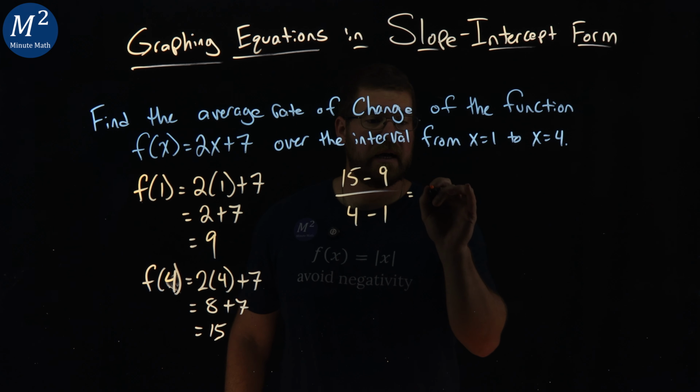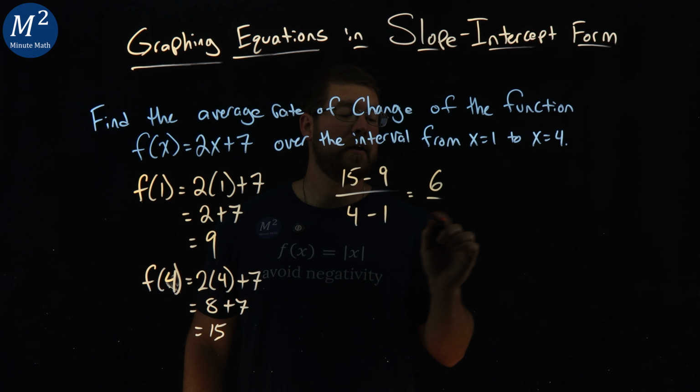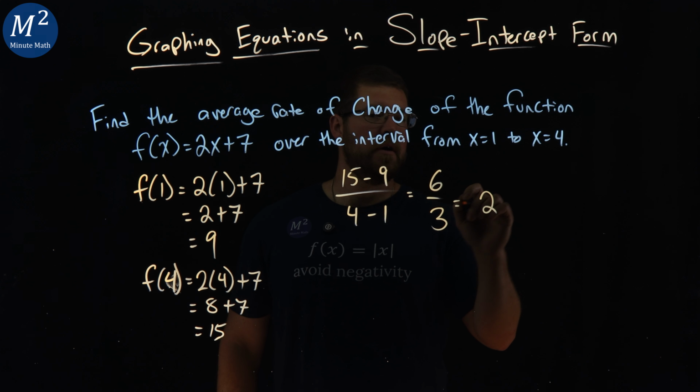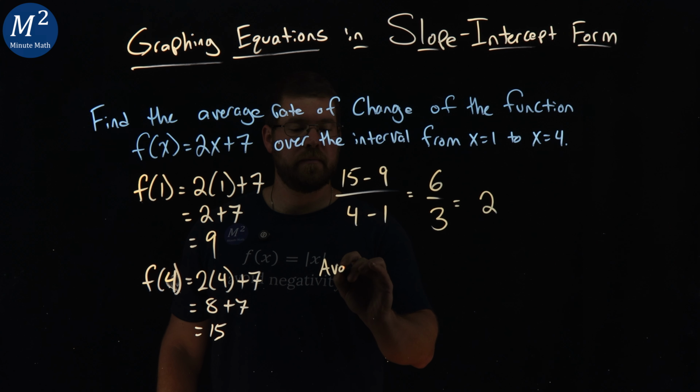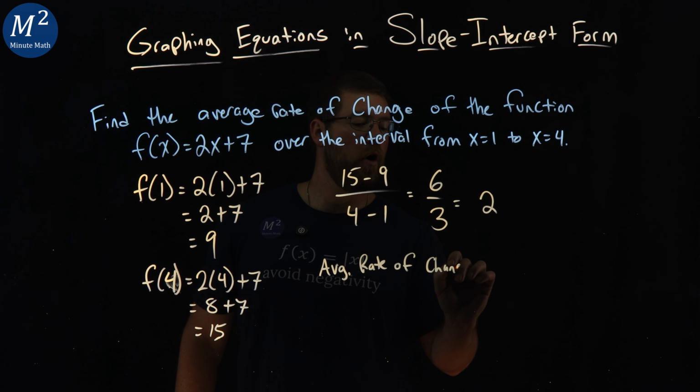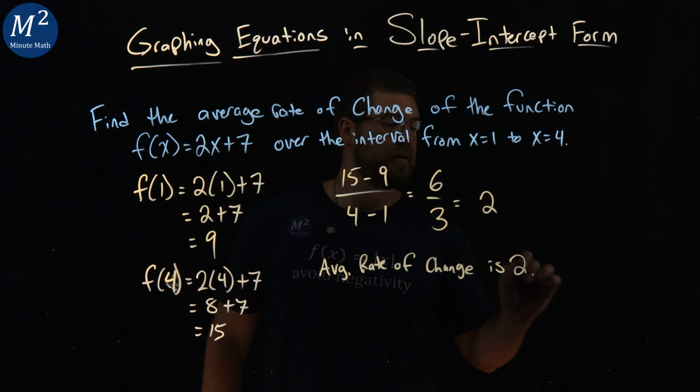Now 15 minus 9 is a 6, and 4 minus 1 is a 3, and 6 over 3 is a 2. And so the average rate of change over our interval is a 2.